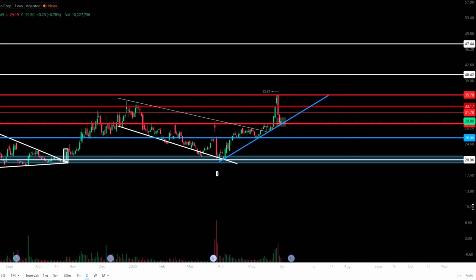With these ones, it's very simple. We're seeing some pretty clear, easy, padded support levels and resistance to keep an eye on.